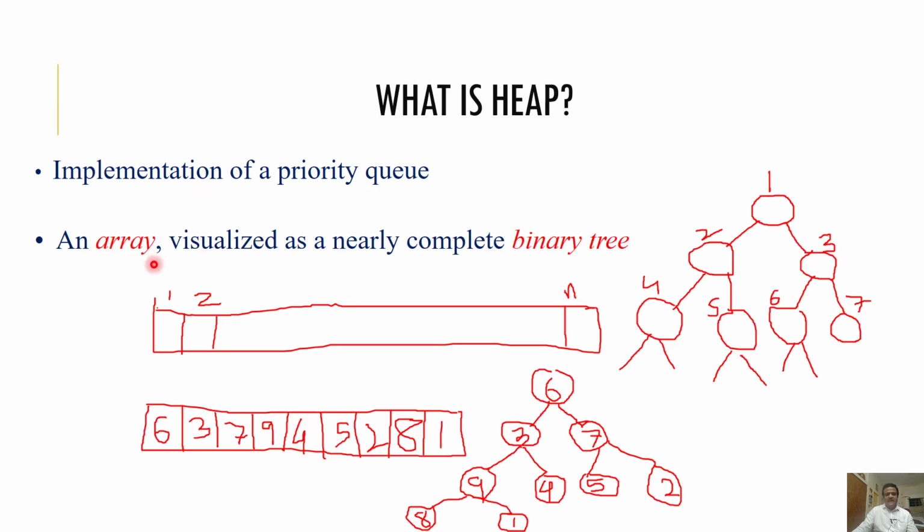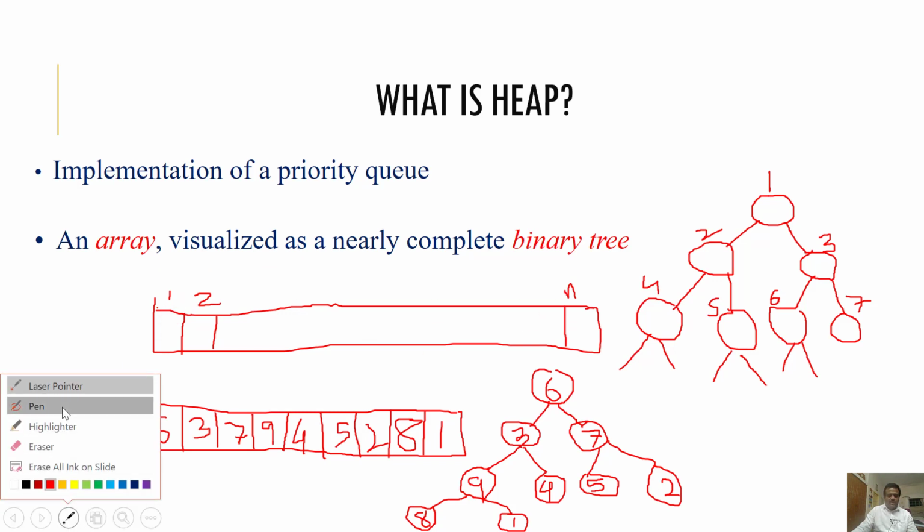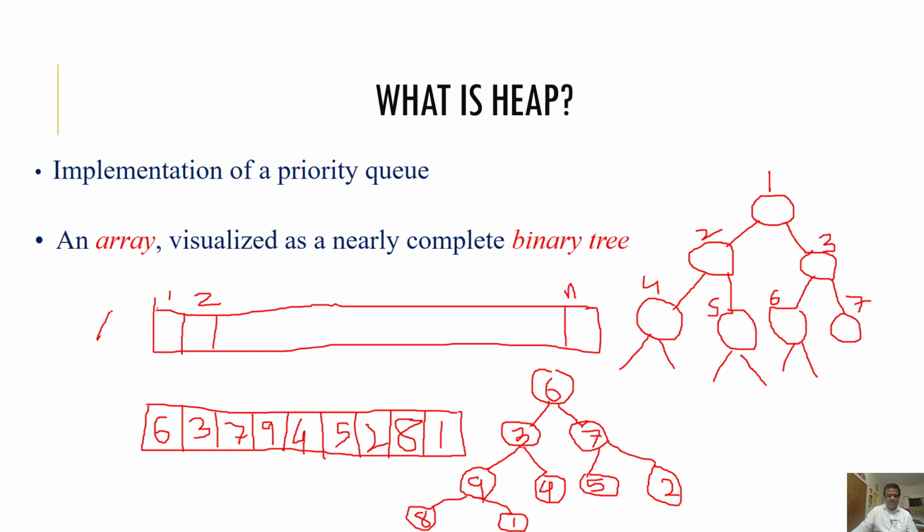It is just an array, say of indices 1 to n. We have been given an array. So now the question is, how can an array be viewed as a binary tree?